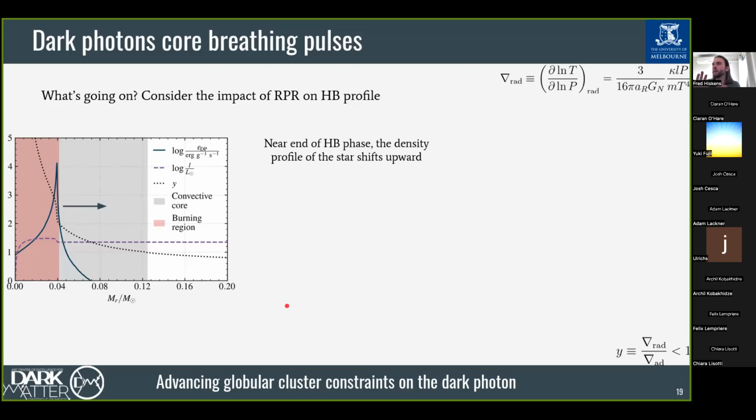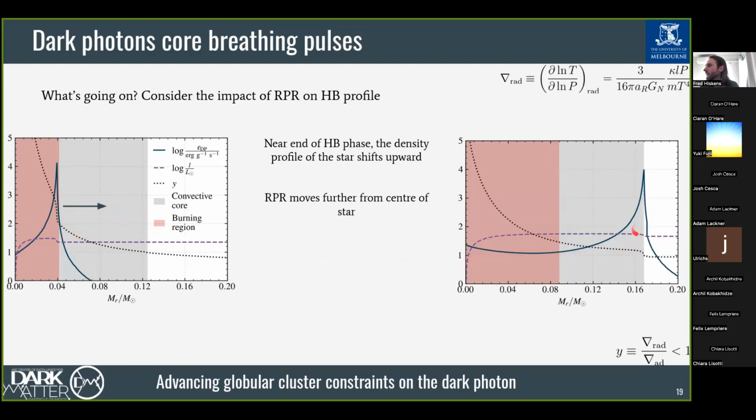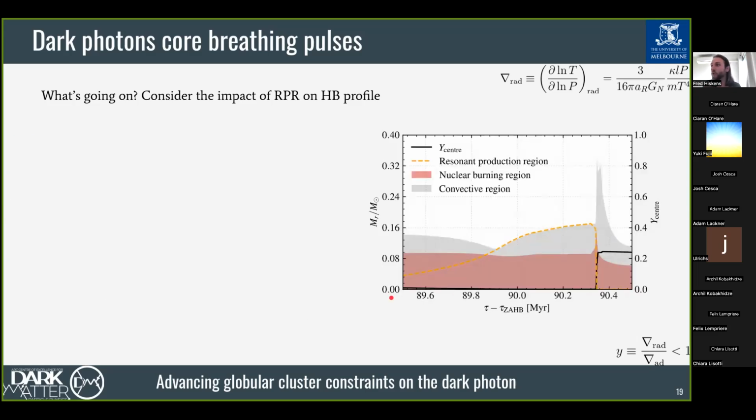Okay, so with that established, we can have a look at what happens next. Near the end of the horizontal branch, as I've hinted at before, the density profile of the star starts to shift upwards. And so this resonant production region will move further away from the center of the star. Eventually it'll be far enough out that the decrease in y that you get over the resonant production region from the decrease in luminosity is enough to take y below 1. And so what you have here is the resonant production region effectively defining the location of the boundary of the convective core.